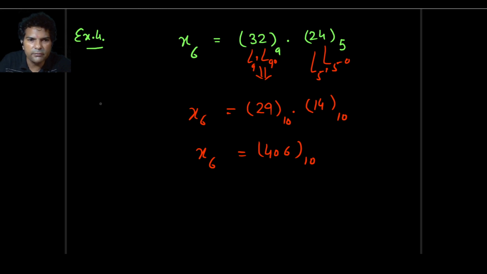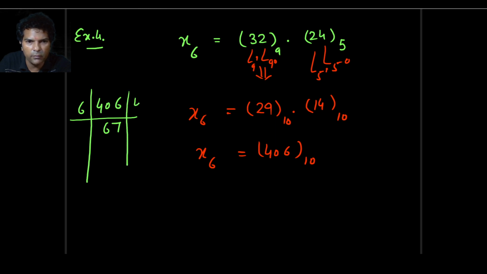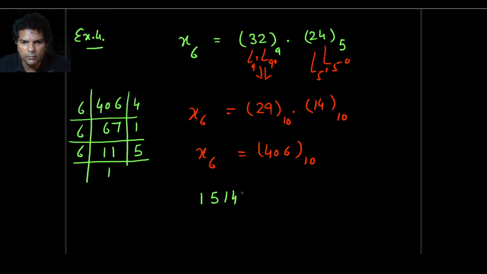procedure is successive division. So 406 is successively divided by 6. That gives 67, with remainder 4. Again 6 into 67 gives 11, with remainder 1, and then 6 into 11 gives 1, with remainder 5. So now the answer is 1514, that is our x, with base 6. So this is the answer.